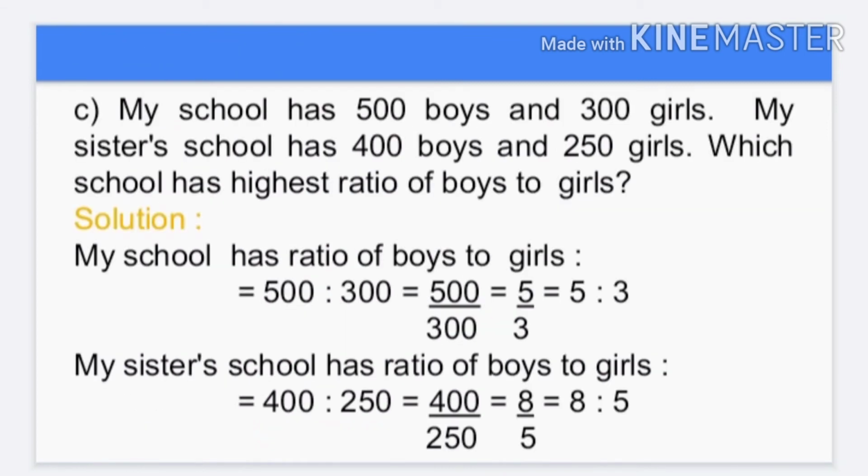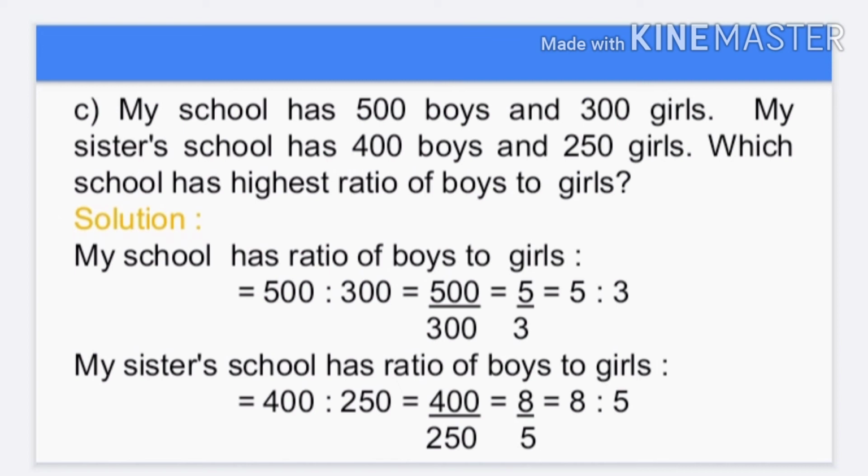Question. My school has 500 boys and 300 girls. My sister's school has 400 boys and 250 girls. Which school has higher ratio of boys to girls?